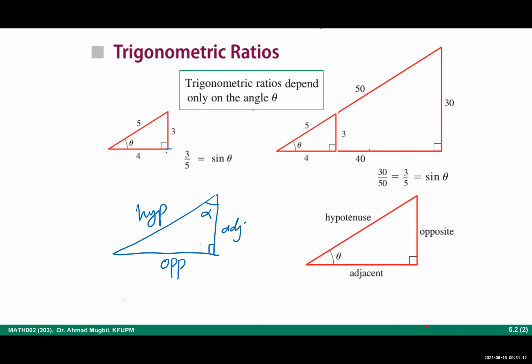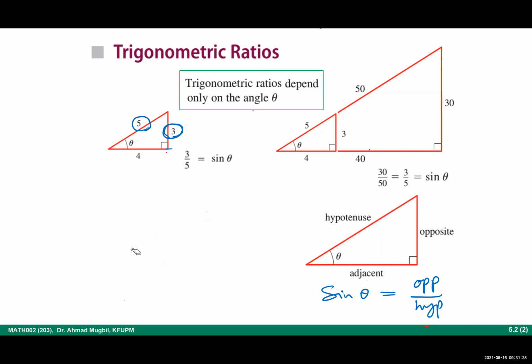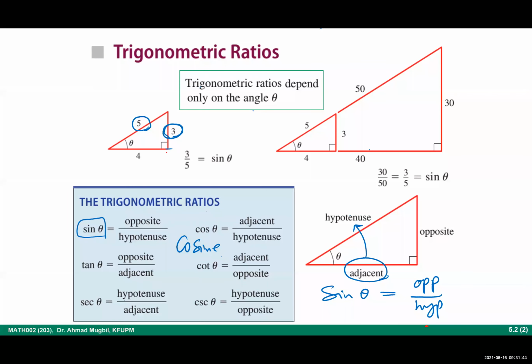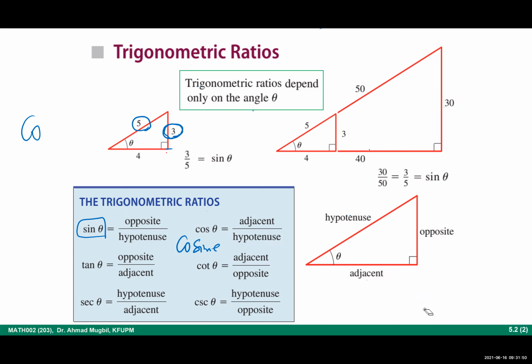Yes. Okay. Now, what was this, ya shabab? This was the opposite over the hypotenuse, which is sine theta. So we can define in general sine theta to be the opposite over the hypotenuse. And this is what we have here. This is the definition of the trigonometric ratios. The opposite over the hypotenuse is called sine theta. The adjacent over the hypotenuse is called cosine. And you know what co is used for, ya shabab. They are co for each other.